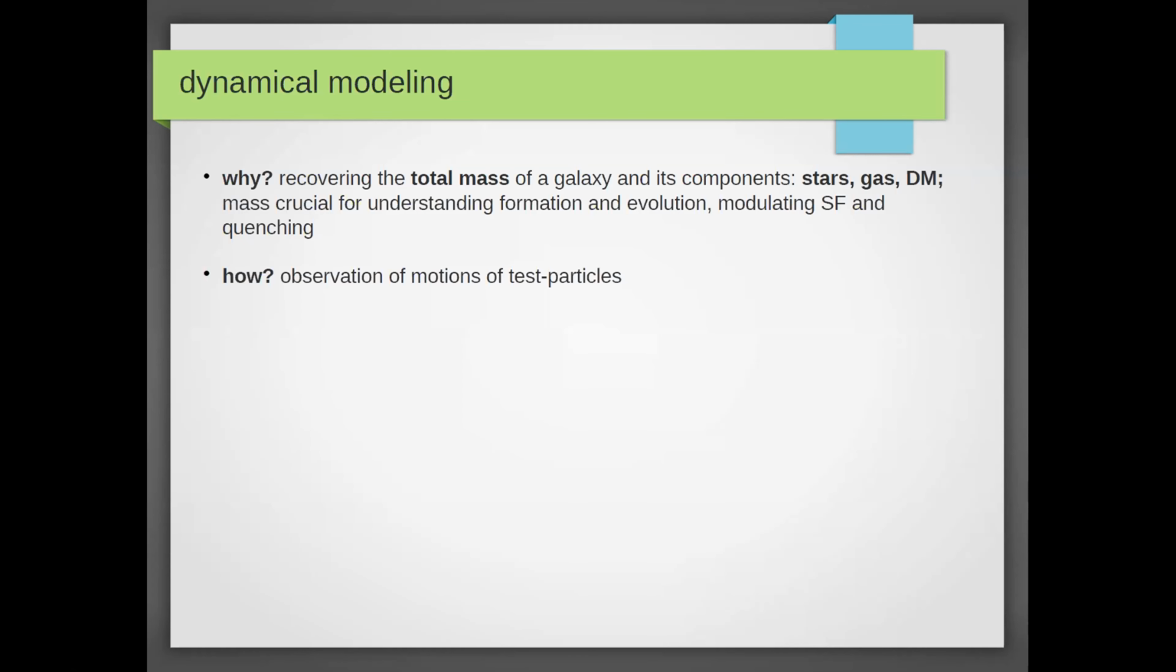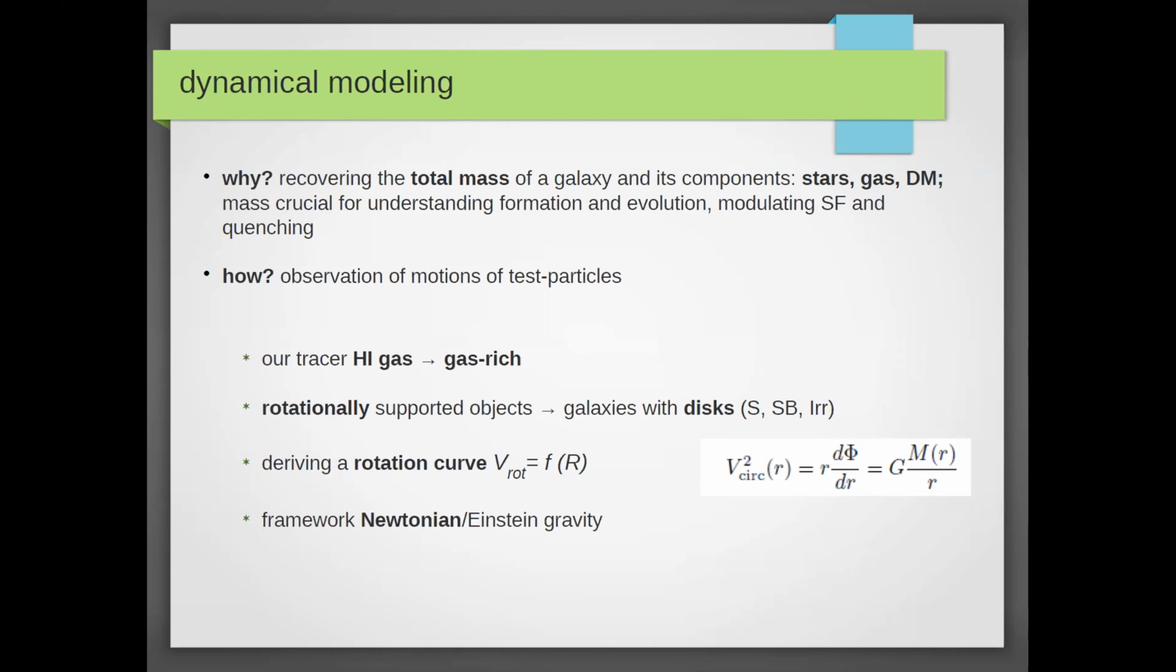Mass is thought to be crucial for understanding the formation and evolution of galaxies. For example, it is thought to modulate important processes in galaxy evolution, like star formation and quenching. How do we do this? As I said already, we observe the motions of test particles, and our test particle or tracer is the cold neutral hydrogen gas. So we are looking at objects that are gas rich. We are also looking at objects that are rotationally supported, contrary to random-motion supported objects. So it comes down to the disks of galaxies.